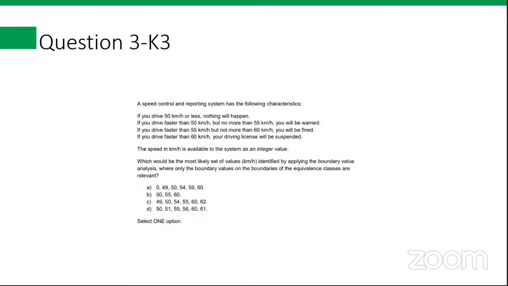A speed control and reporting system has the following characteristics. If you drive 50 kilometers or less, nothing will happen. If you drive faster than 50 but not more than 55, you will be warned. If you drive faster than 55 but not more than 60, you will be fined. If you drive faster than 60, your driving license will be suspended. The speed in kilometers is available to the system as an integer value. So the question is, which would be the most likely set of values identified by applying boundary value analysis, where only the boundary values on the boundaries of equivalence classes are relevant?